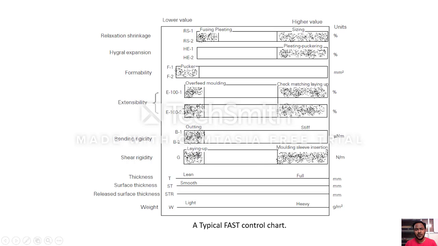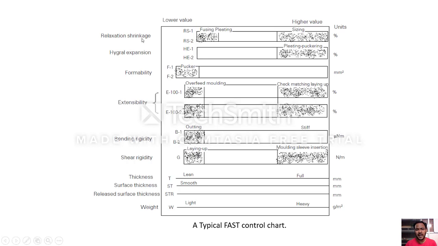You can observe some shaded portions here, at the left corner and at the right corner. What does this say? The shaded portion says there is a particular problem in the particular property indicated. For example, in the relaxation shrinkage there are terms called RS1 and RS2. RS1 shows the warp-wise relaxation shrinkage, and RS2 shows the weft-wise relaxation shrinkage.